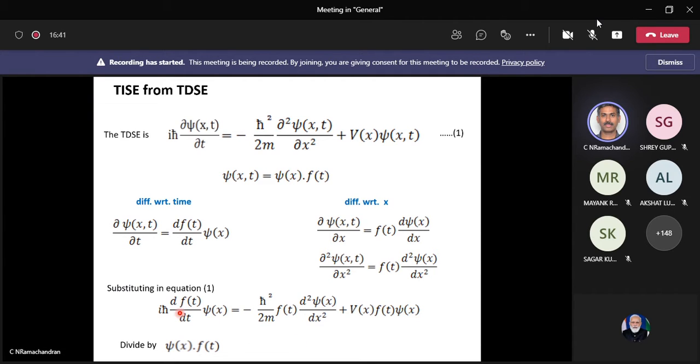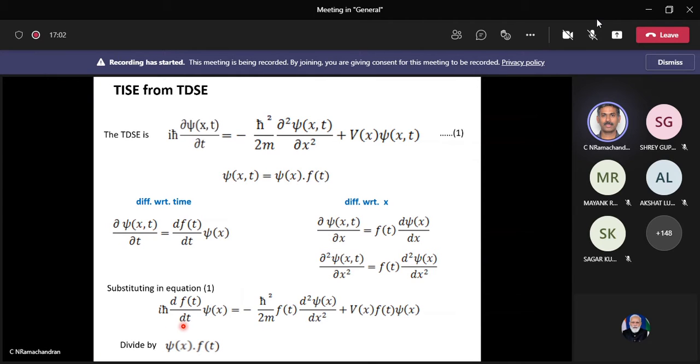So remember, what I'm doing here is dividing throughout by psi of x into f of t. I'm giving enough time to explain how each and every step comes from the previous one. And moreover, after today's lecture, I will give you the notes also. But I don't think I am giving a lot. I'm explaining several times how it is coming.